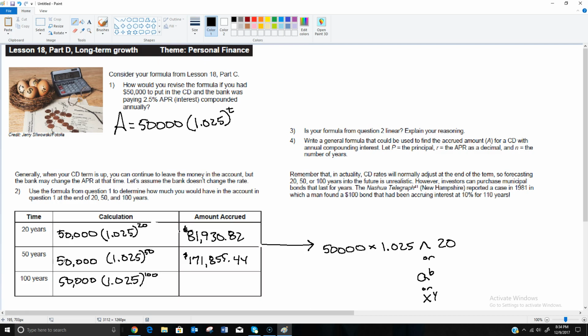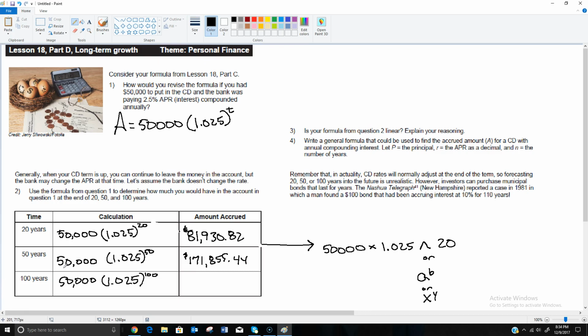$171,855. So this is where that adage probably comes from, the rich gets richer. If you have money, you can make money off of that money. And so this compounding, if you're able to leave $50,000 sitting somewhere for 50 years, it just sits there and makes $121,855 for you just by not touching it.